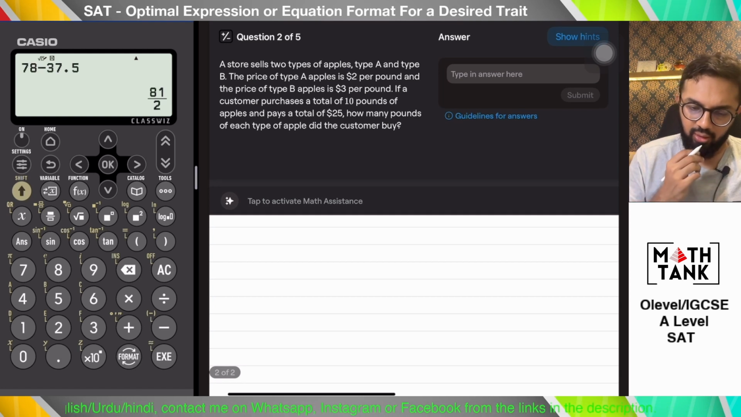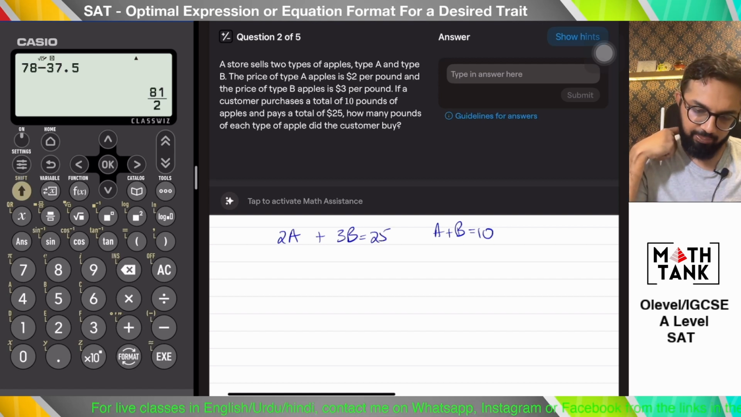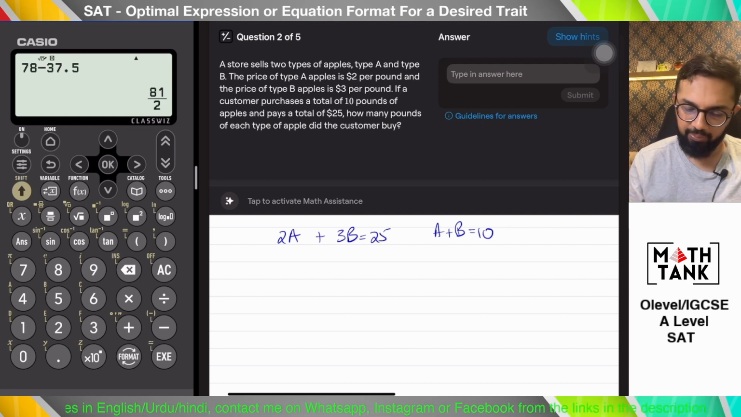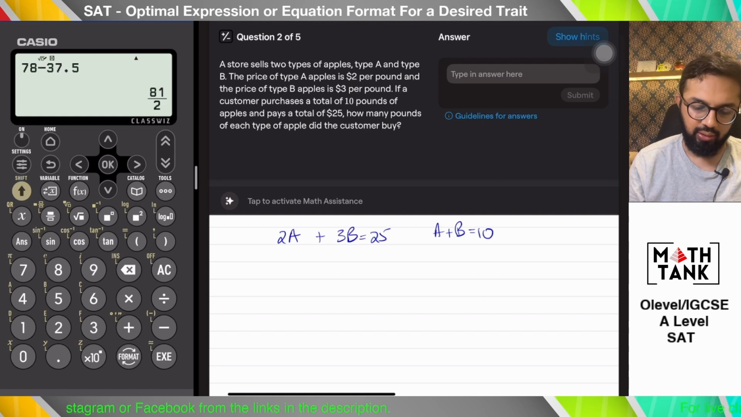Okay. A store sells two types of apples. Question number two, type A and type B. The price of apples is 2 for A and 3 for B. The customer purchases a total of 10 pounds and he pays a total of $25. How many pounds of each type of apple did the customer buy? Okay, so I think I'll have to write a comma in the middle and then write. Okay, this is simultaneous. I can do it in any way that I want.